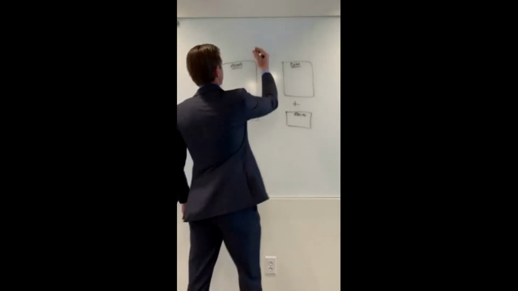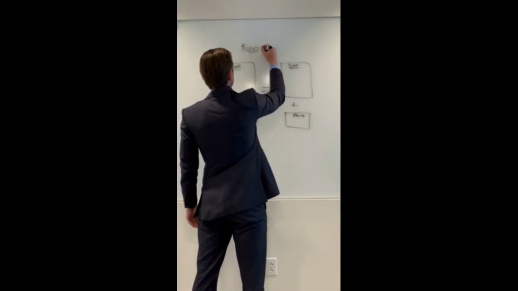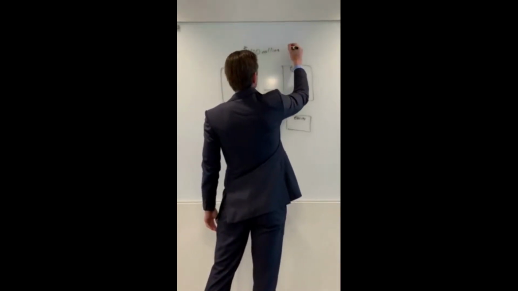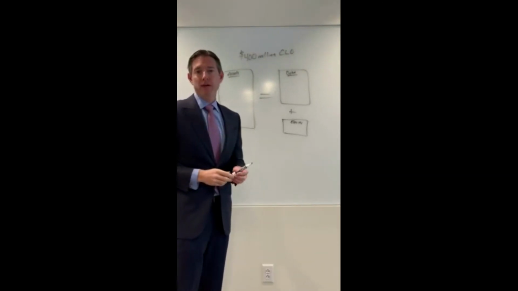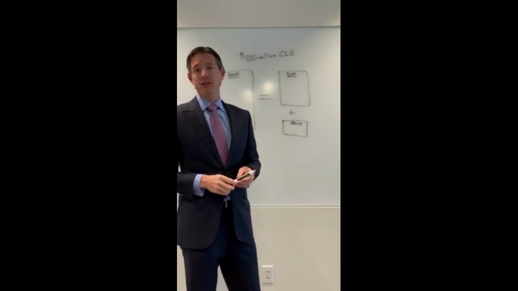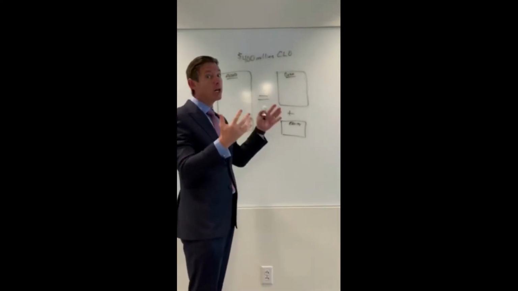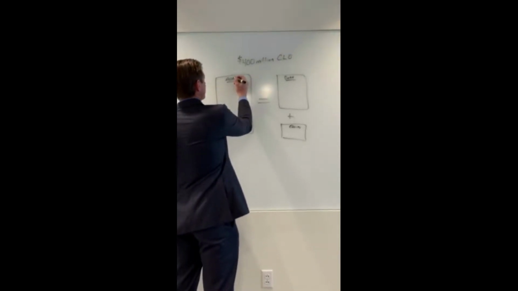Okay, so let's think about, what's the size of this company? Well, let's take an example of a $400 million CLO. So this is just one CLO. As you may know, the CLO space is approaching $600 billion in market value. So this is just a $400 million example. But let's look at that.